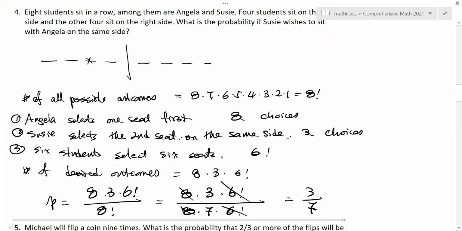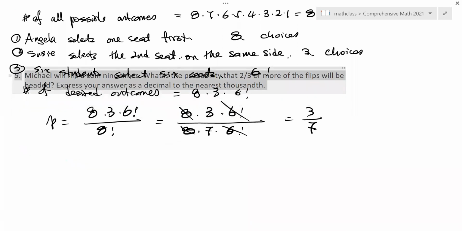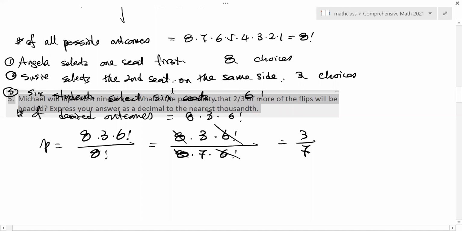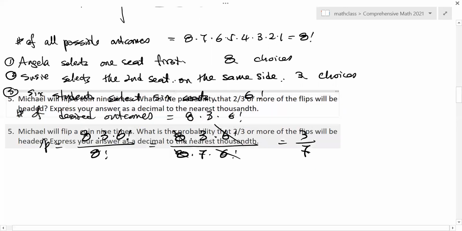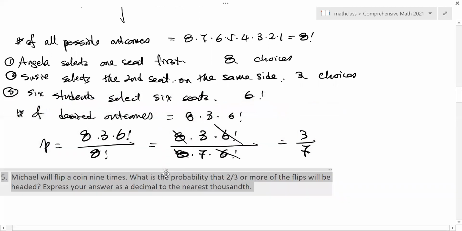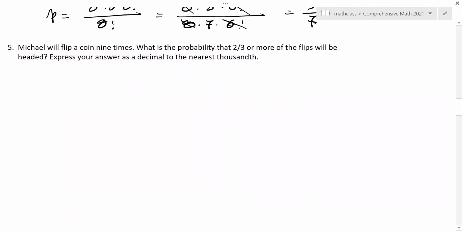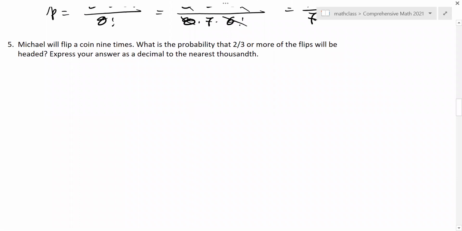All right, so this time I wanted to work out this problem. Mike will flip a coin 9 times. I already mentioned that earlier. What is the probability that 2/3 or more of the flips will be heads?